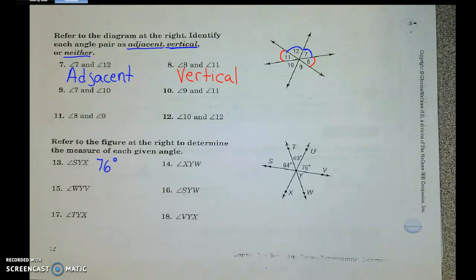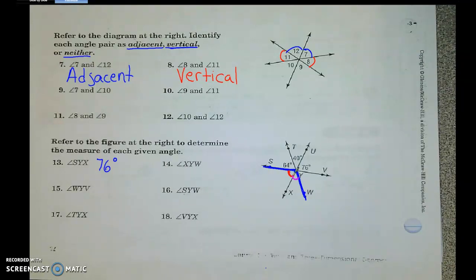Okay. If I look at number 16, it is angle SYW. So we're looking at this angle right here. We want to know what is the measure of this angle. Okay, let's look at the things that we know. Well, I know that vertically, okay, so we kind of have these two pieces. We have right here, okay, and then we also have right here. When we're looking at this angle, those two angles add together to get us SYW.